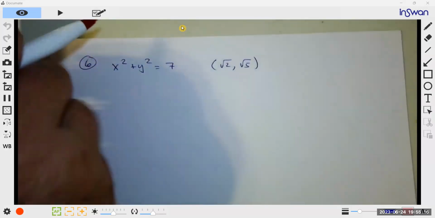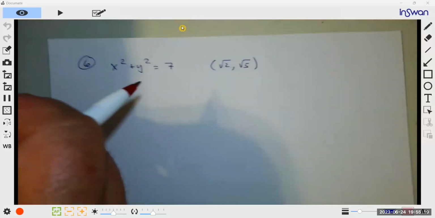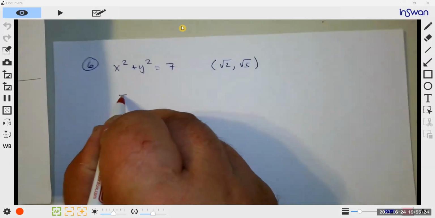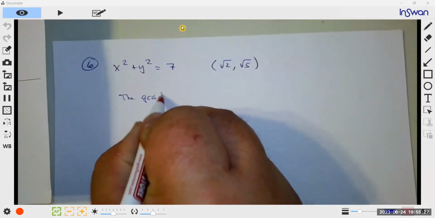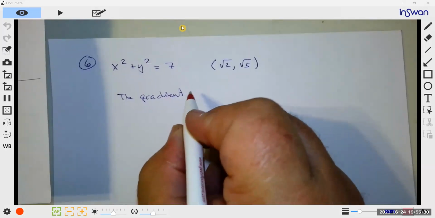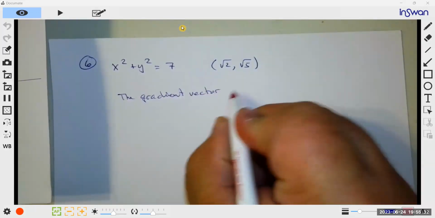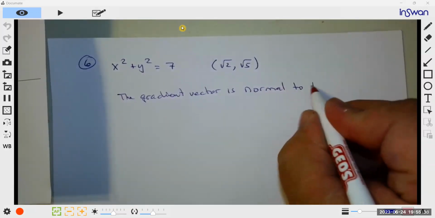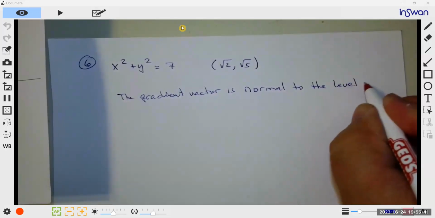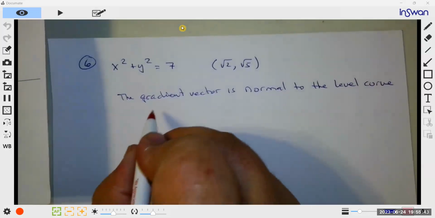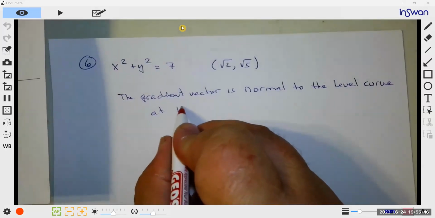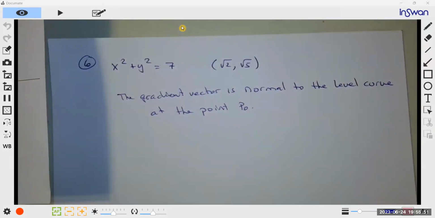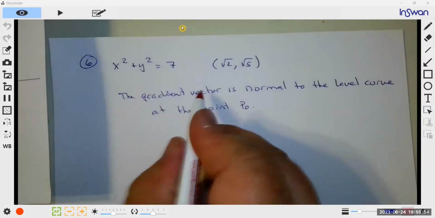So let's describe what the question is asking. It's saying sketch the curve together with the del f and tangent line. All right. So we know the gradient vector is normal to the level curve at the point p sub 0, at whatever point we're looking at. That's by definition.